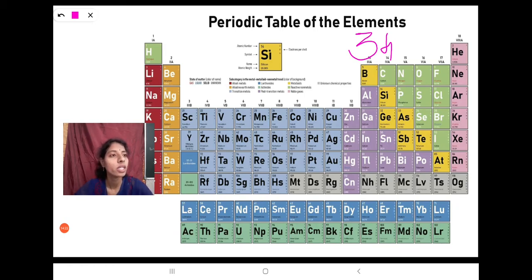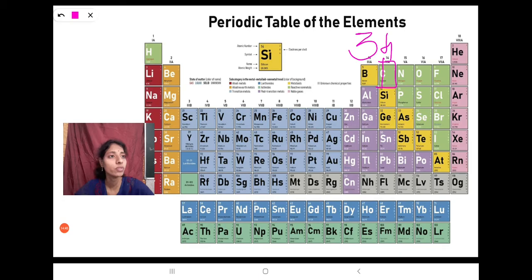Here you can see the element carbon. So we can say this group is the carbon family. Carbon, or we can also call it coal, will show non-metallic properties. It will show non-metallic characteristics. So we can say that carbon is a non-metal.